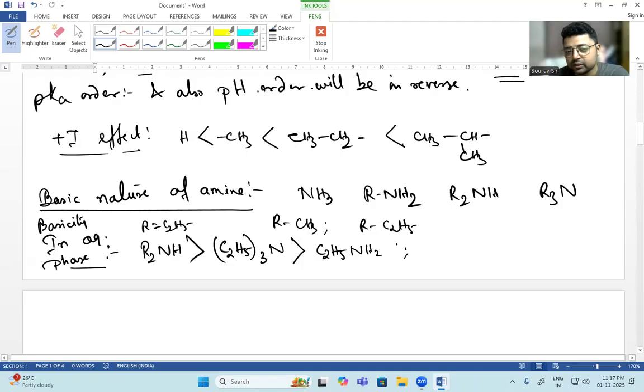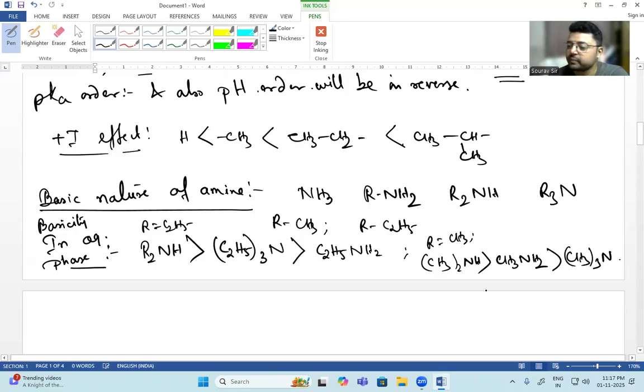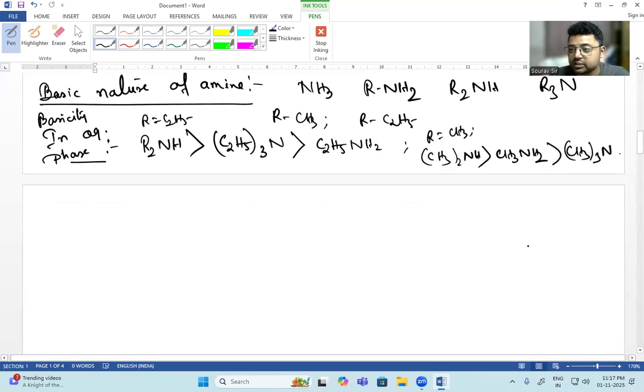Whereas if R equals methyl, then you will see that (CH3)2NH will have higher basicity, followed by CH3NH2, and then (CH3)3N in the aqueous phase, but not in the gaseous phase. In gaseous phase, R3N, then R2NH, then R.